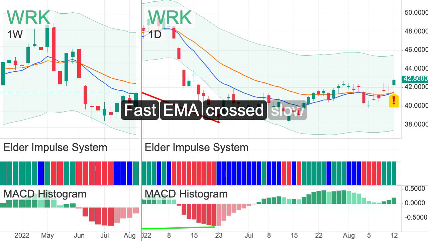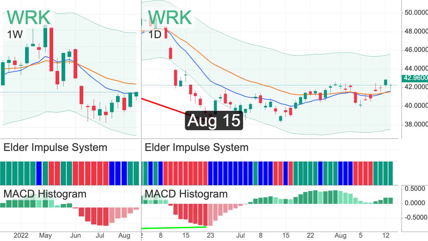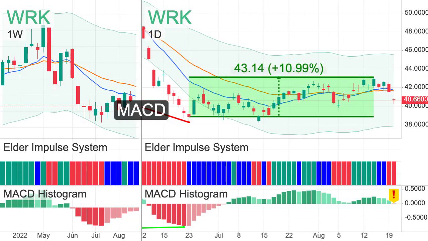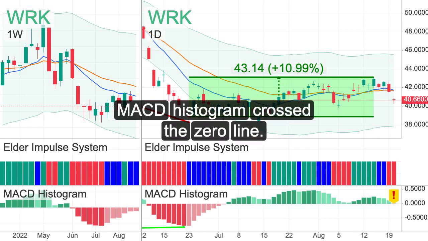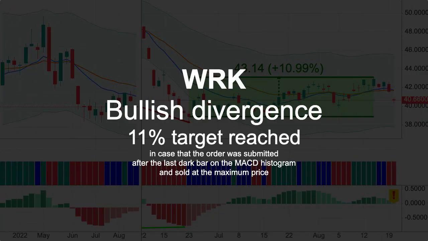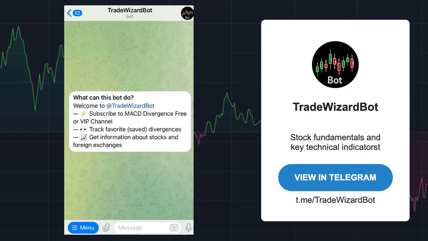Fast EMA crossed slow EMA. MACD histogram crossed the zero line. 11% target reached.